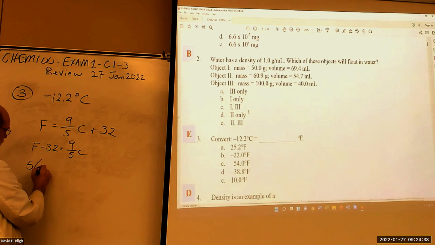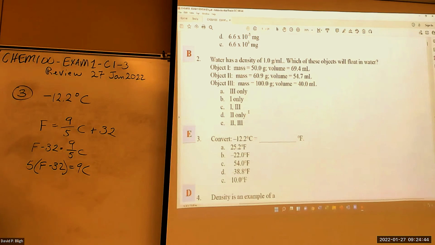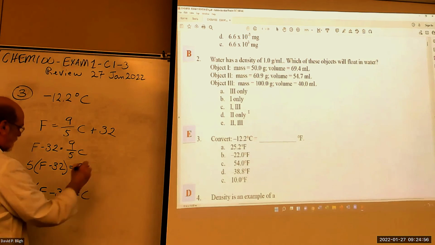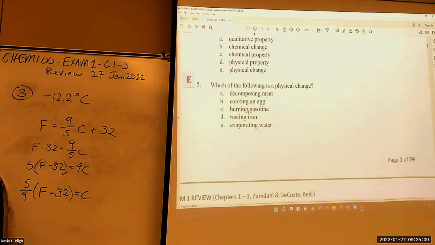So 5 times f minus 32 equals 9c. And then we divide both sides by 9. It gets rid of that 9. So now we have 5 ninths times f minus 32 equals c. Now we solve for c. We just plug in the value of f, and you got your answer.